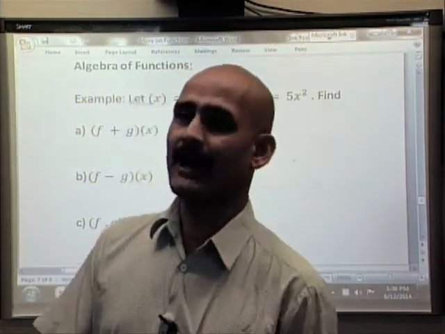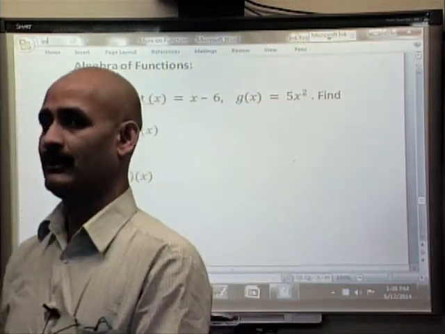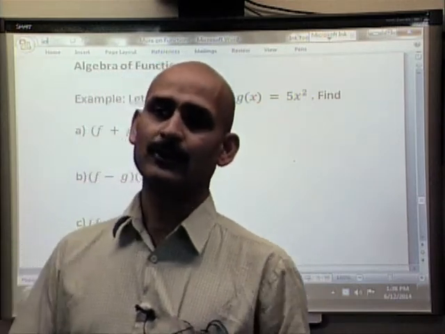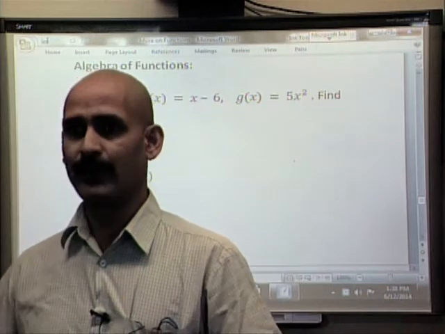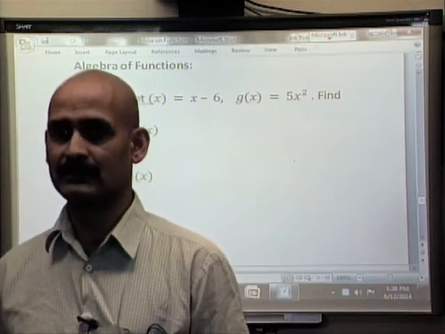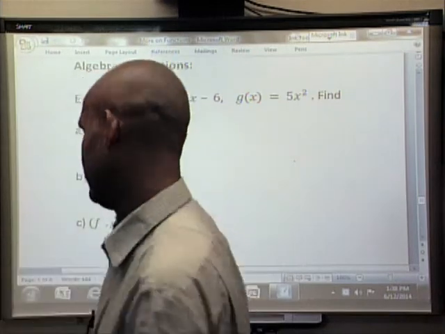Two numbers can be added to get a new number. Two numbers can be subtracted to get a new number. Two numbers can be multiplied to get a new number. Two numbers can be divided to get another new number. 4 and 2 multiplied gives 8, 4 and 2 adding gives 6, 4 divided by 2 gives us 2, and so on.